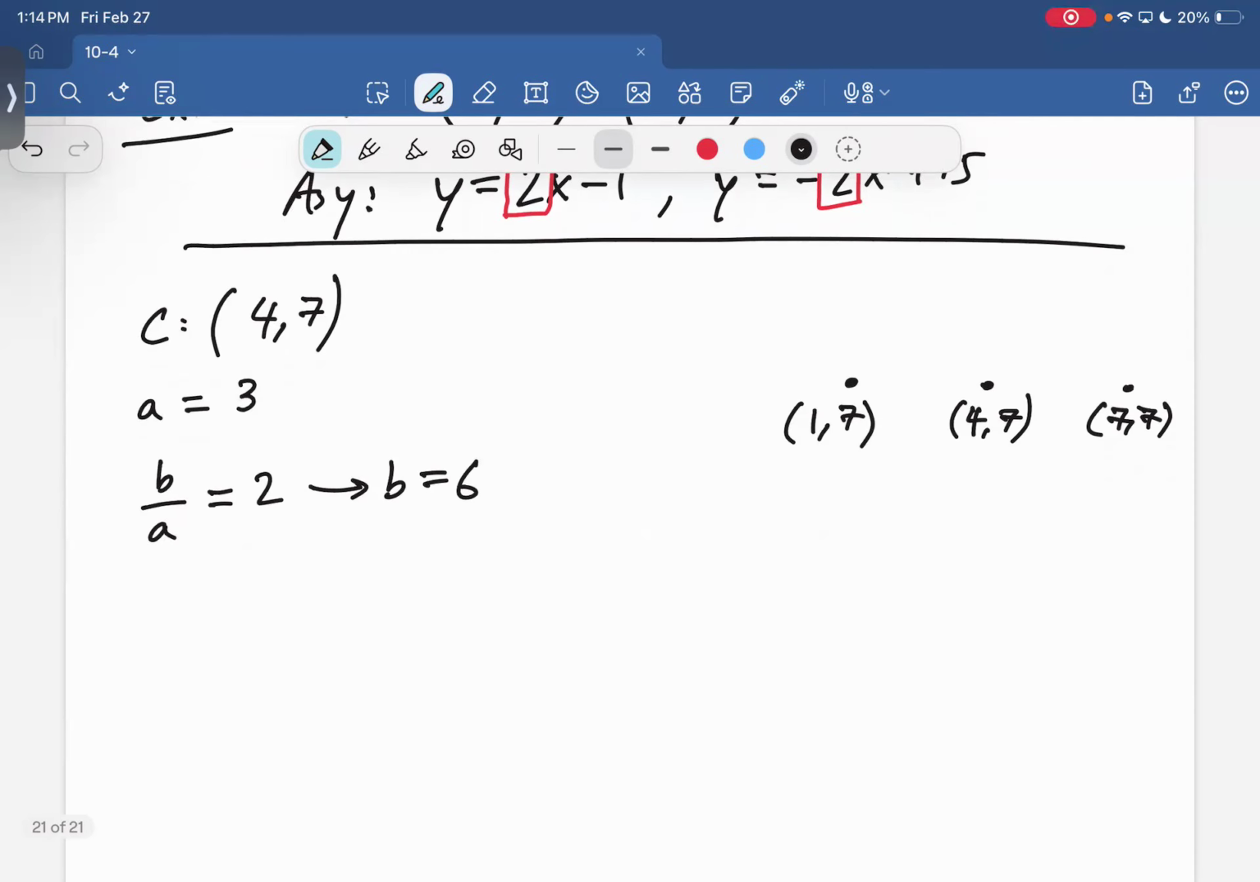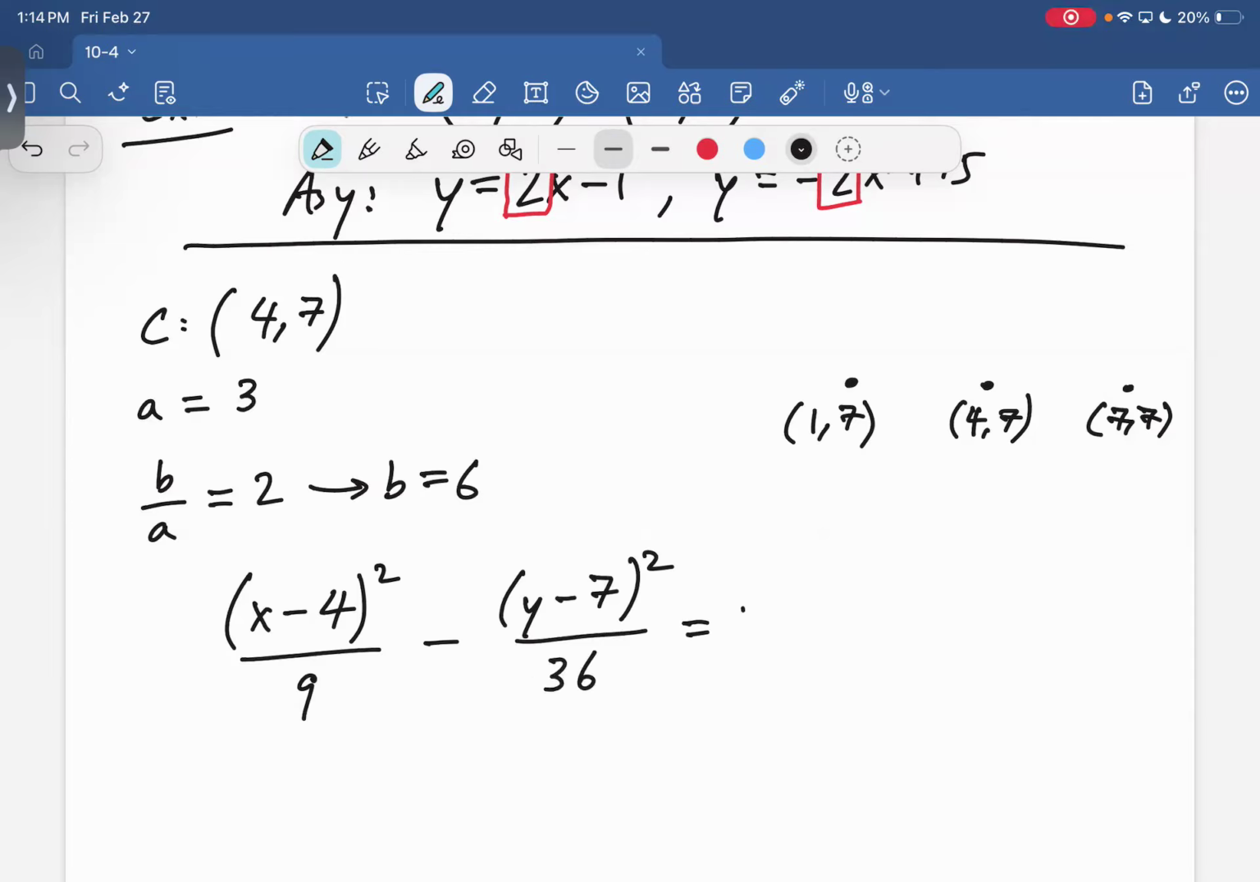And so I'm going to plug this into my equation because I have h, k, a, and b. And I know it's a horizontal hyperbola, right? So I have to use the equation where x comes first. So my final form is going to be x minus 4 squared over a squared, because a always comes first in the hyperbola. So it'll be x minus 4 squared over 9, minus y minus 7 squared over 36, because that's b squared, equals 1.